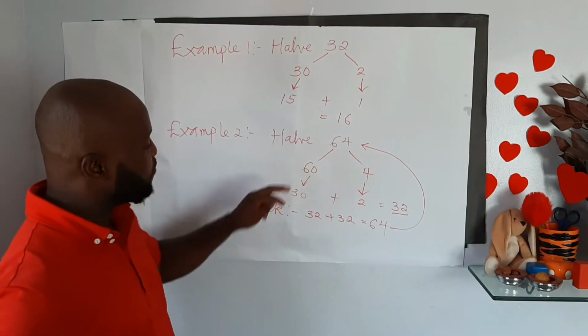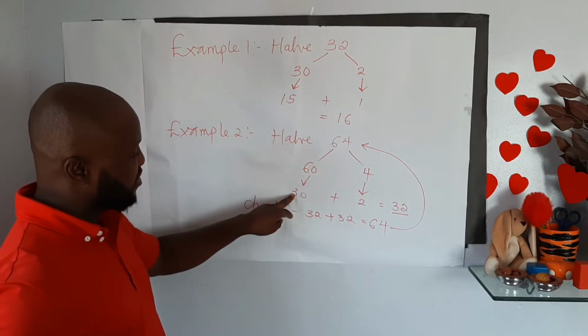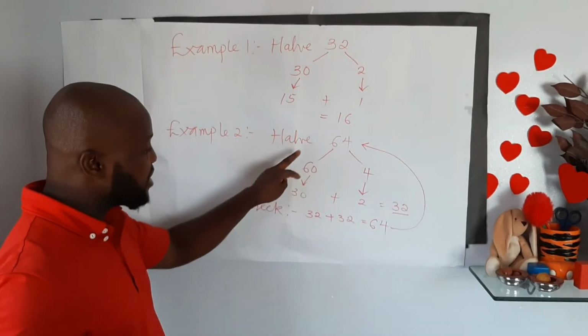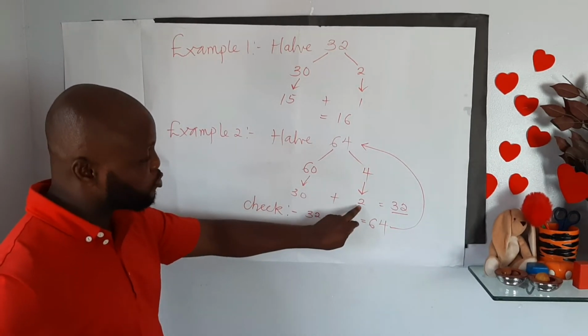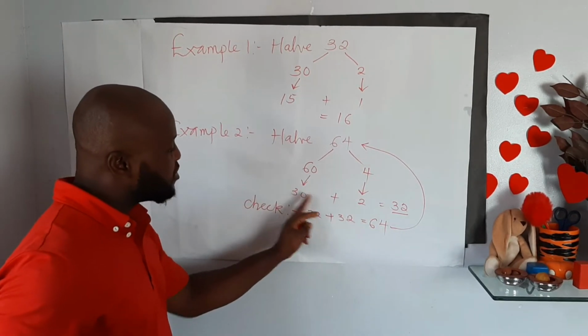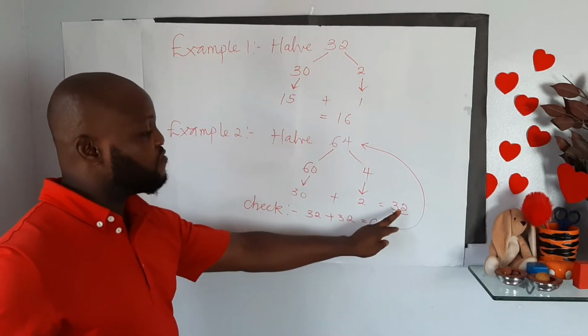So 4 ones is 4. So when I have 60, I'll get 30. That is, half of 6 is 3. So half of 60, when it's 10 times bigger, is 30. Then half of 4 is 2, because 2 plus 2 is 4. So when I add 30 to 2, that is 3 tens and 2 ones. That will give me 32.